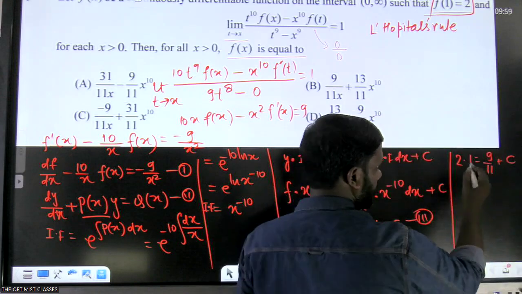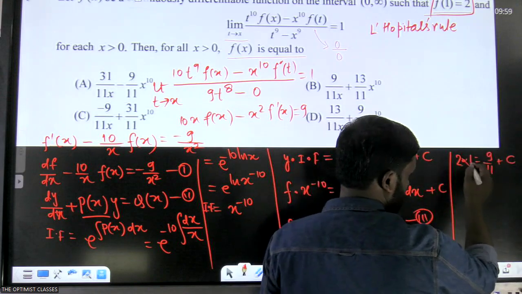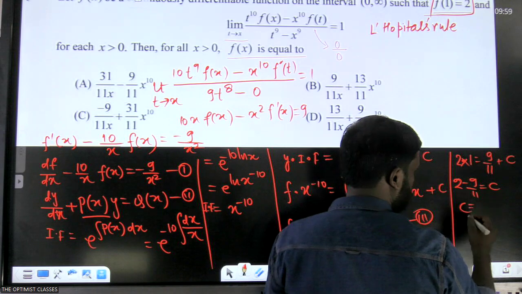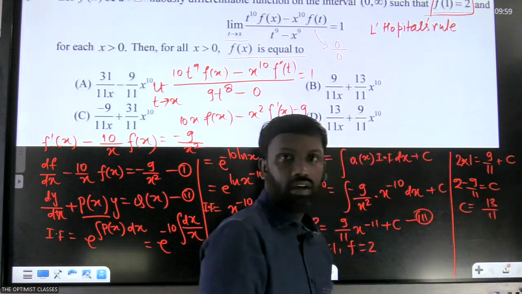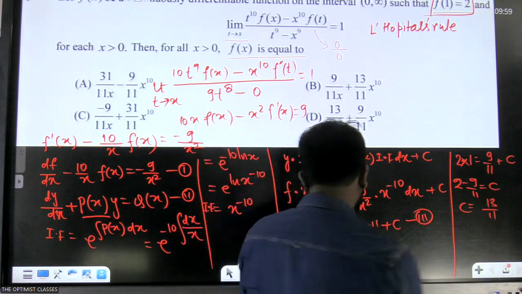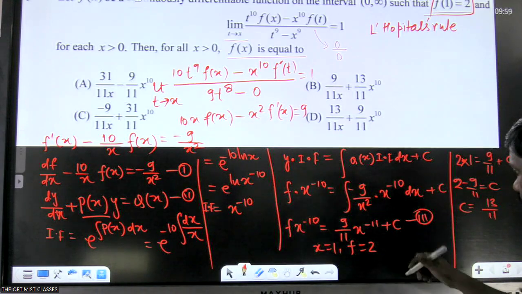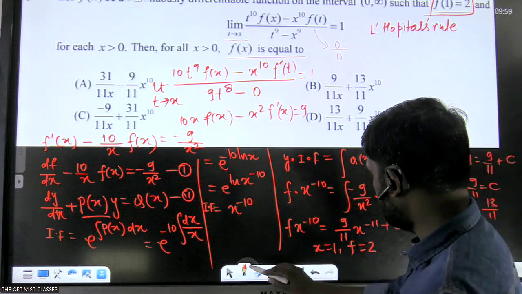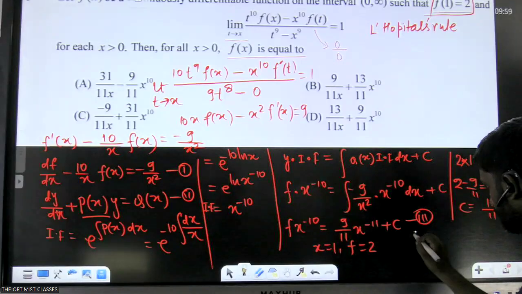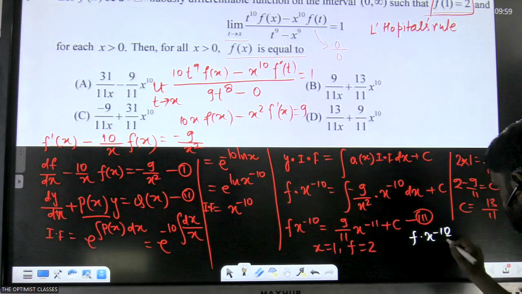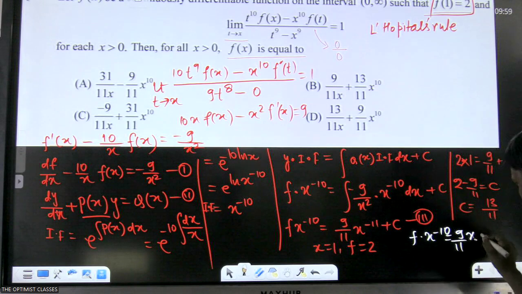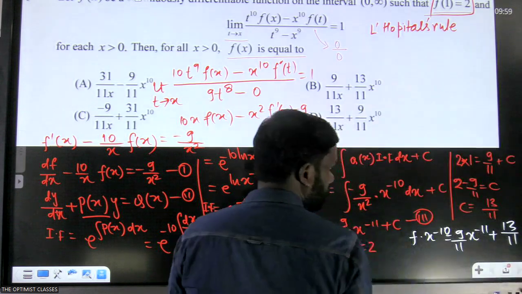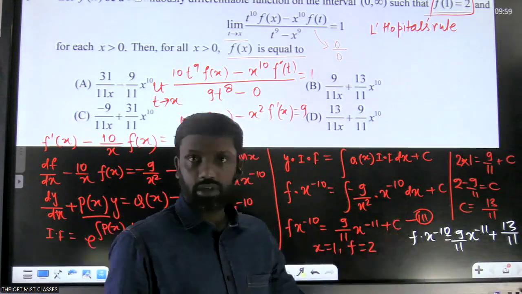So bring it to this side. It is 2 multiplied by 1, so this is basically 2. So 2 minus 9 by 11 is equal to c. So c is equal to 13 by 11. Okay, we have gotten c equal to 13 by 11. So let's put that into equation number 1. I'm writing it with a different color now. Let's write: f x to the power minus 10 is equal to 9 divided by 11 x to the power minus 11, plus we have put c equal to 13 by 11. You see here, I have put this c into equation number 3.